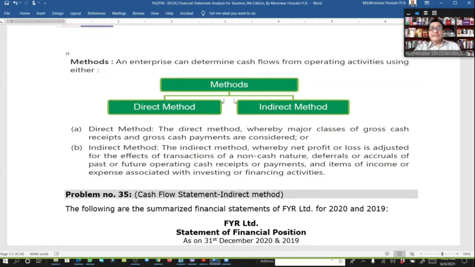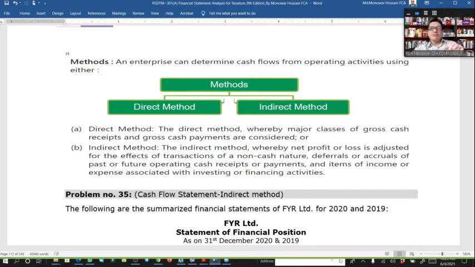So the direct method is where major classes of gross cash receipts and gross cash payments are considered. Only from the operating side, how much money we receive and how much money we paid directly reflect in the direct method. And the indirect method is where net profit or loss, because we know the indirect method, we start from the net profit or loss from the profit and loss account.